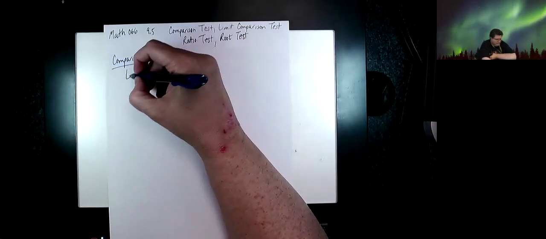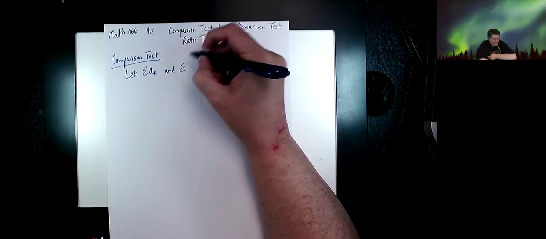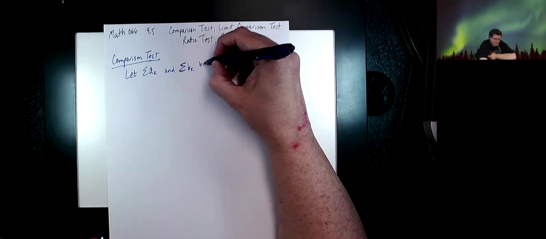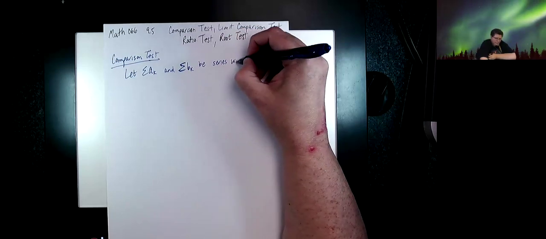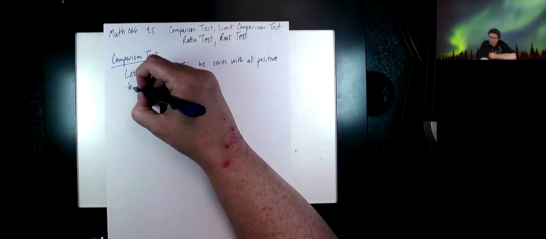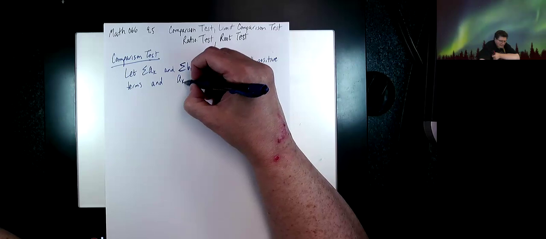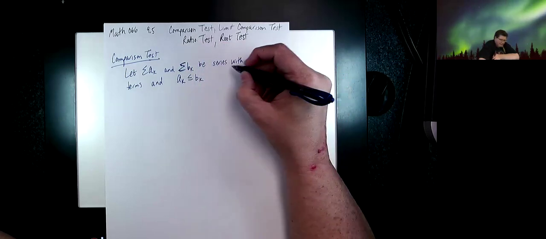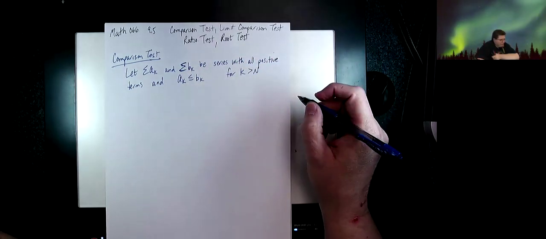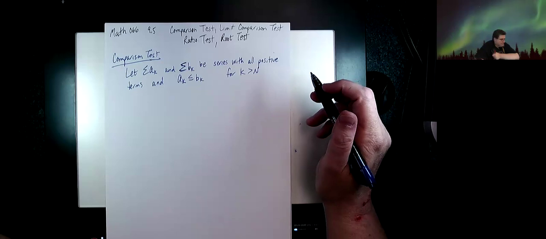We're going to let the summation of a sub k and b sub k be series with positive terms, all positive terms. And a sub k is less than b sub k for k greater than some n. The first few can be in a different order, but eventually a sub k needs to be less than b sub k for the entire rest of the series.